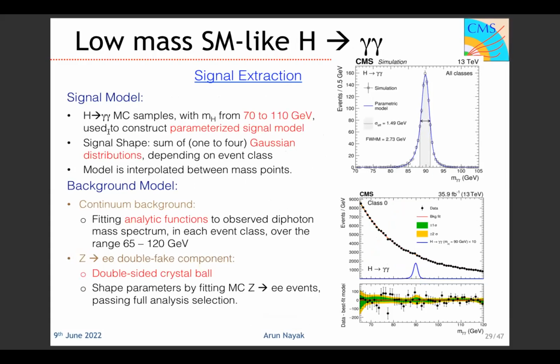Again, the signal is modeled using Gaussian distributions, but to get the parameters of this Gaussian, we use the Monte Carlo samples from 70 to 110 GeV and fit the Gaussian distributions, a sum of Gaussian distributions, to get this set. Then for the continuum background, it is analytic functions, and for the double fake background coming from Z events, they again use a double-sided crystal ball to model these.